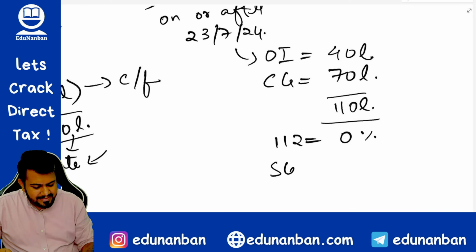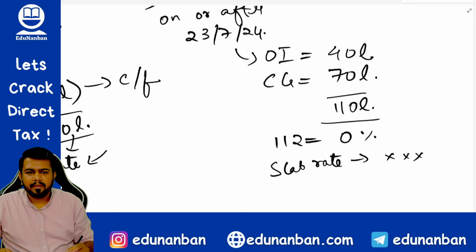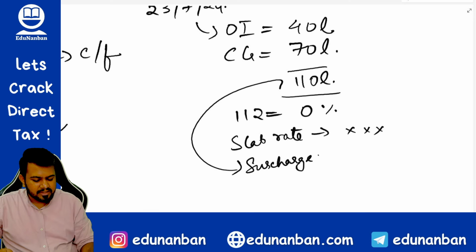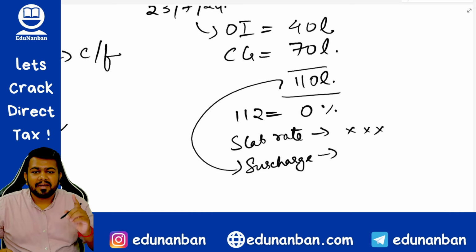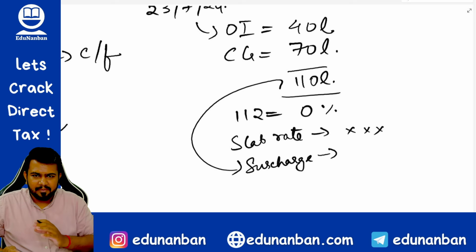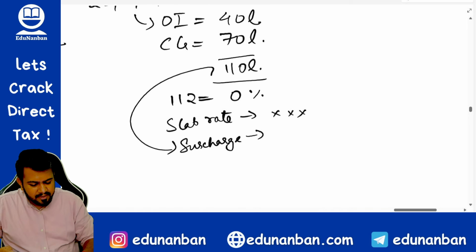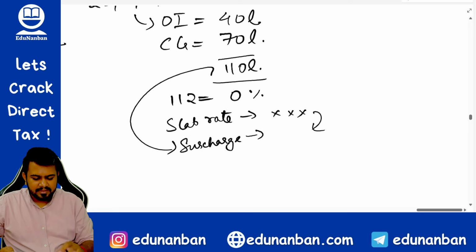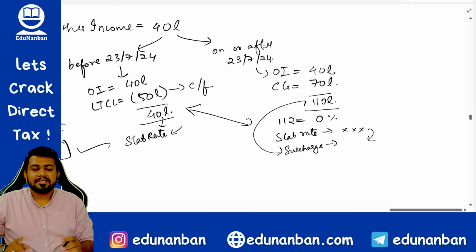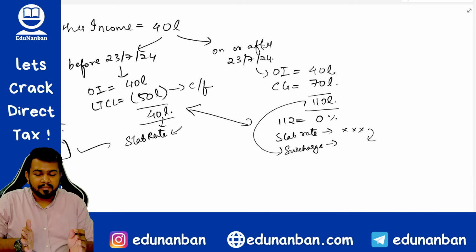However, in slab rate, when the tax is calculated, you also have to calculate surcharge, because the income is more than 100 lakhs. Since the income is more than 1 crore, surcharge will be applicable. Correct? So you have to calculate surcharge on this tax. So this is also one loss that is happening to the assessee because of this change.